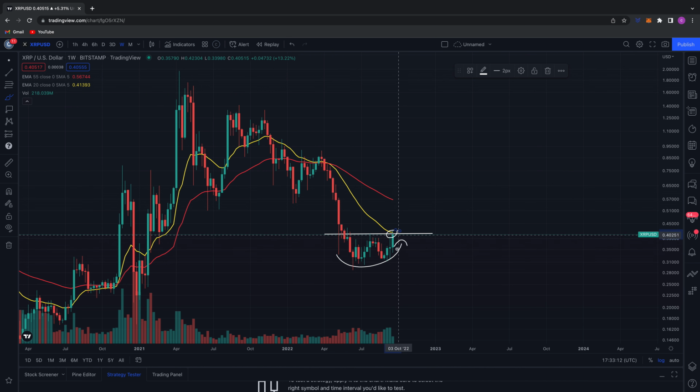We're getting a good push. We're getting a good candle body stick at the moment, okay, but this candle doesn't end for another few days. It ends on Sunday, okay. So this week is very important for XRP. It's very, very important.